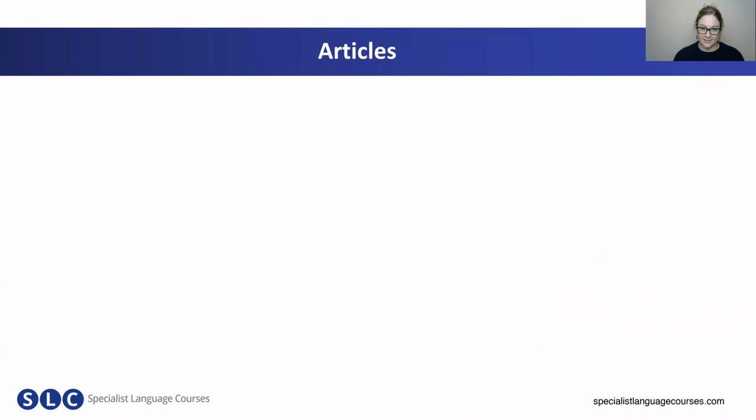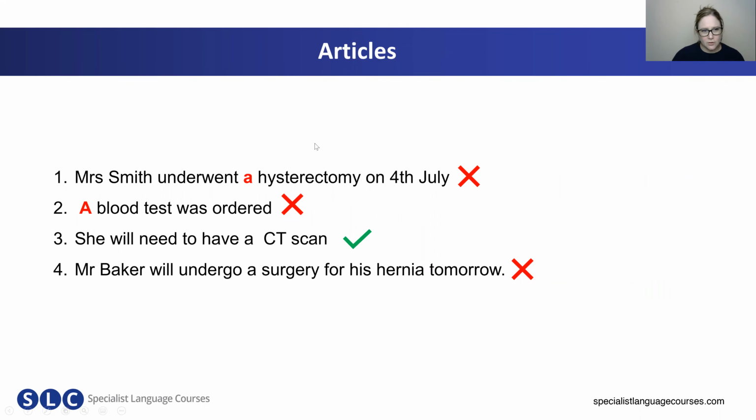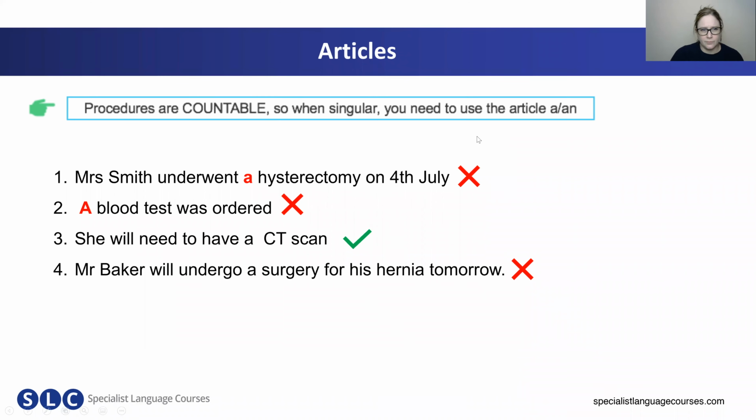Let's take a look at the answers. So the first one was incorrect. Mrs. Smith underwent hysterectomy. No, it's a hysterectomy is the correction. Number 2 was also incorrect. It's a blood test was ordered. She will need to have a CT scan. Fine. And number 4, Mr. Baker will undergo a surgery for his hernia tomorrow. That is incorrect. No article with surgery.